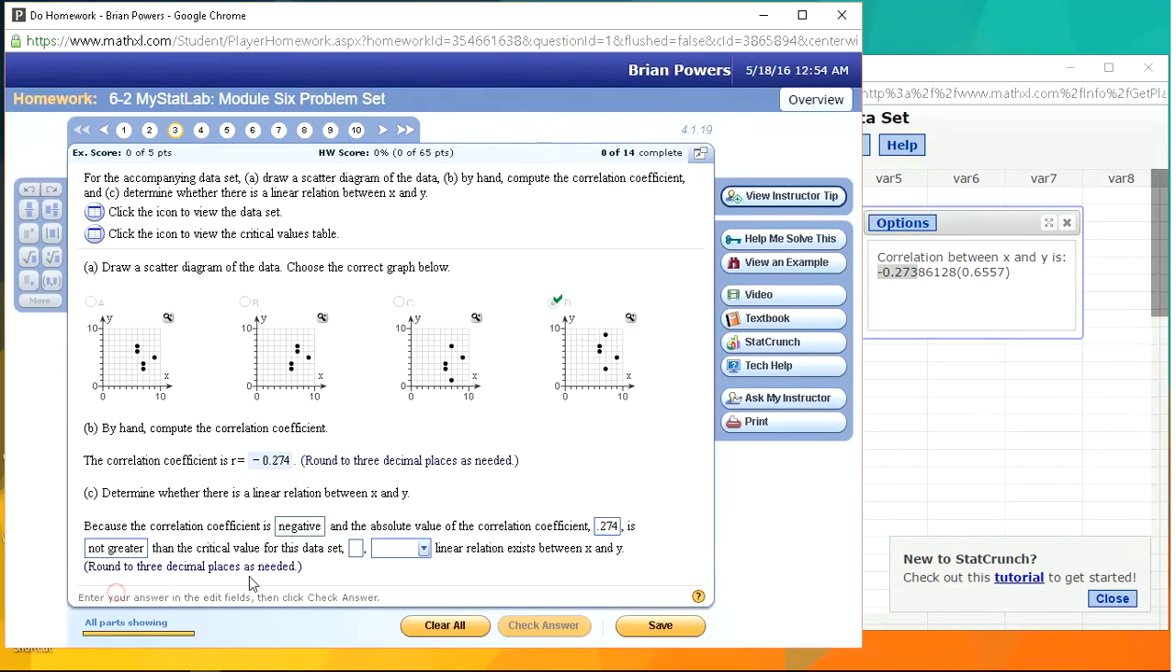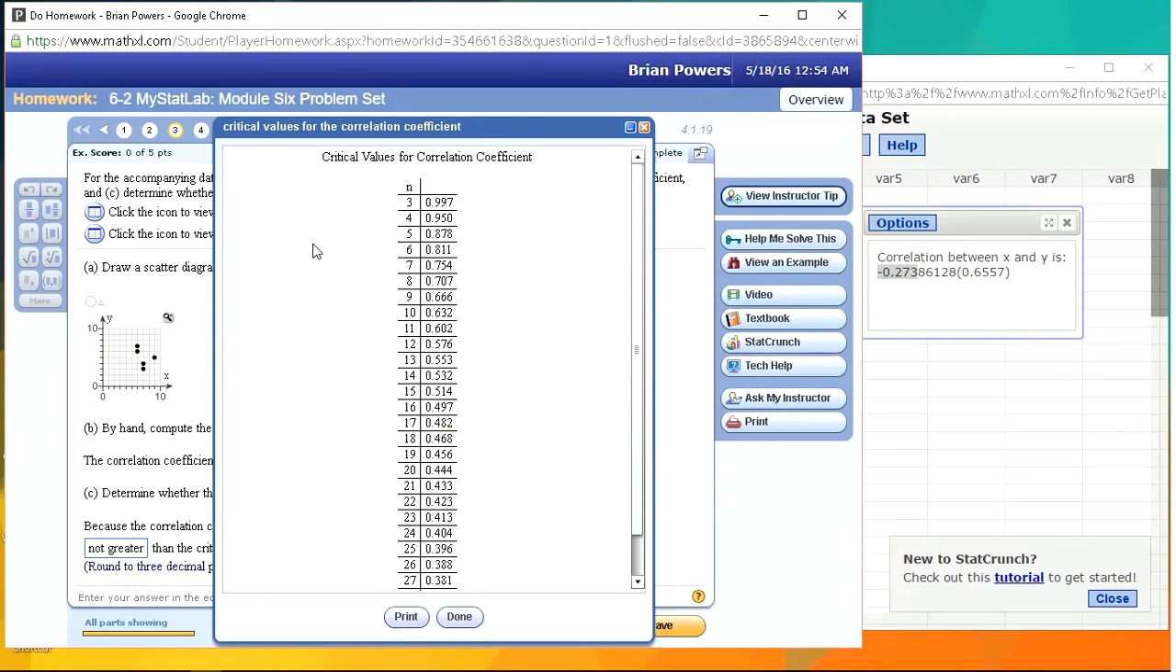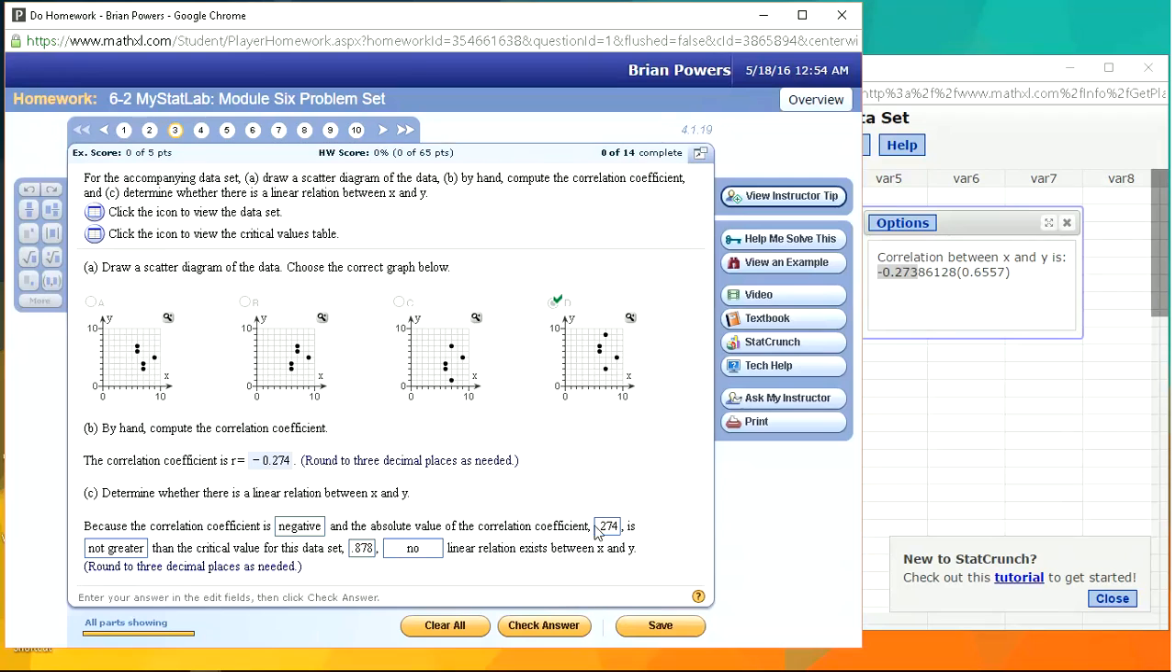This is not greater than the 0.878 that the table gives me. And so therefore no linear relationship exists. Those are the steps you do for concluding this. So we take the absolute value of this correlation coefficient, compare it to the table where n is 5 points of data, 0.878. That's the critical value. We need to exceed that critical value in order to conclude a linear relationship. Okay?